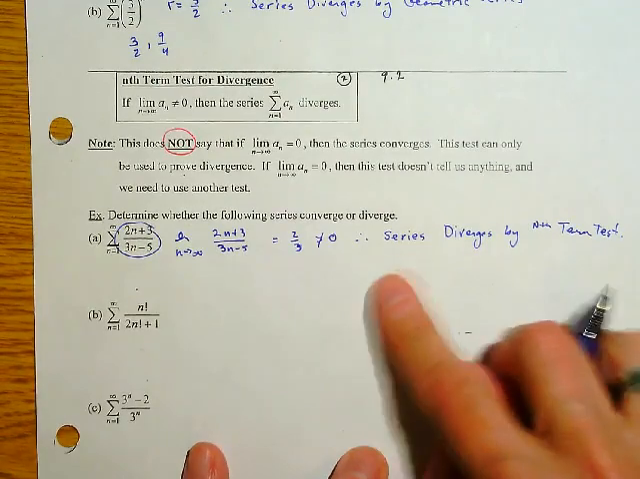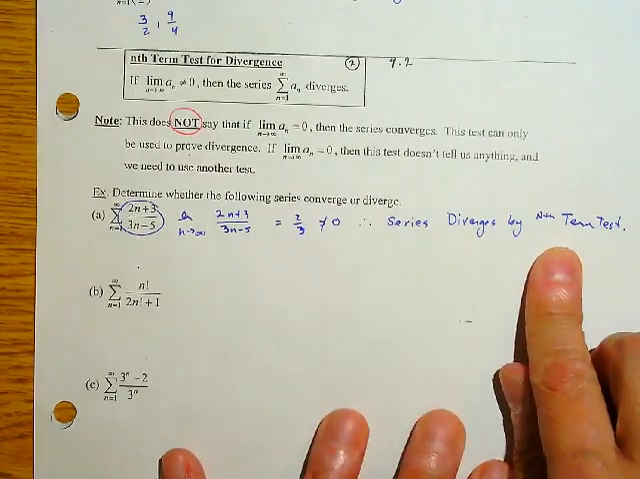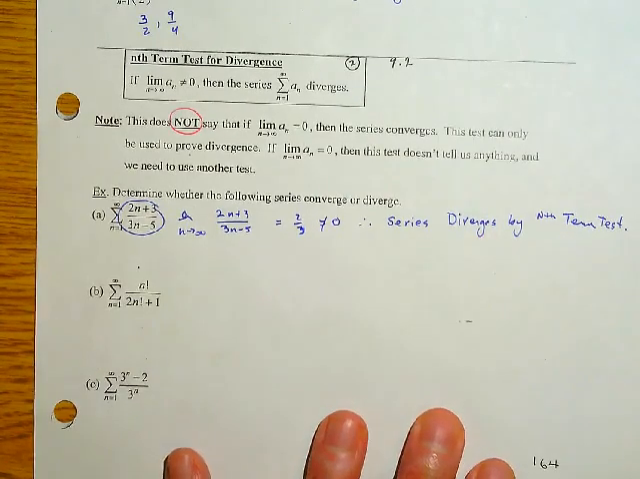Okay, notice you're never going to say series converges by nth term test. That's not a valid conclusion. But diverges is certainly a big one that we would want.